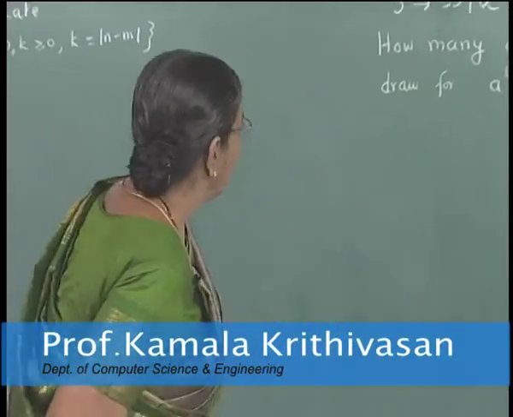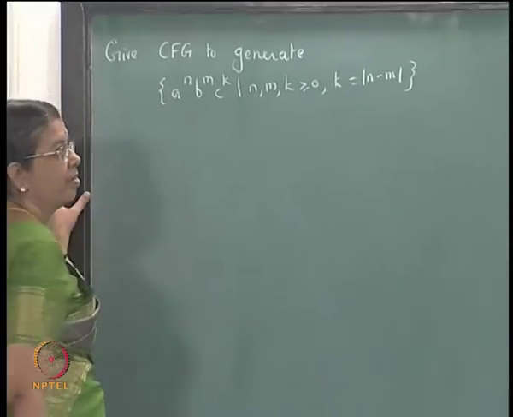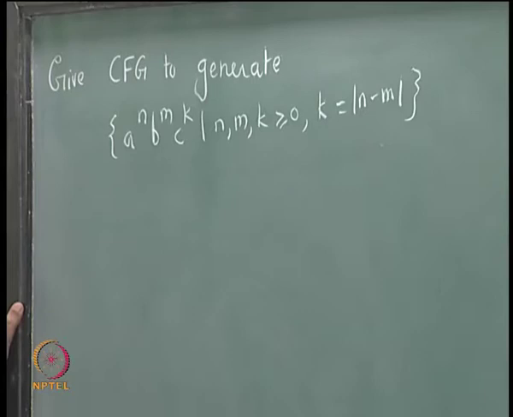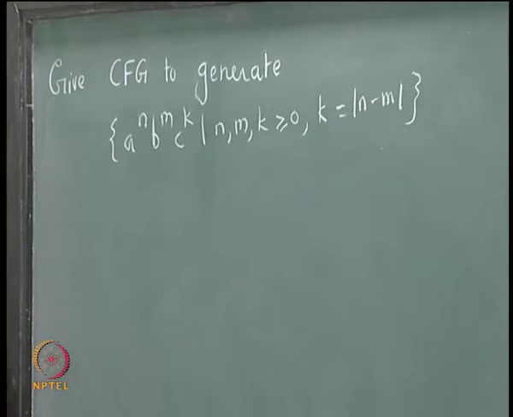Today we shall consider some problems on context free grammars and also on finite state automata. Give a context free grammar to generate a^n b^m c^k, where n, m, k are greater than or equal to 0 and k is equal to |n - m|.